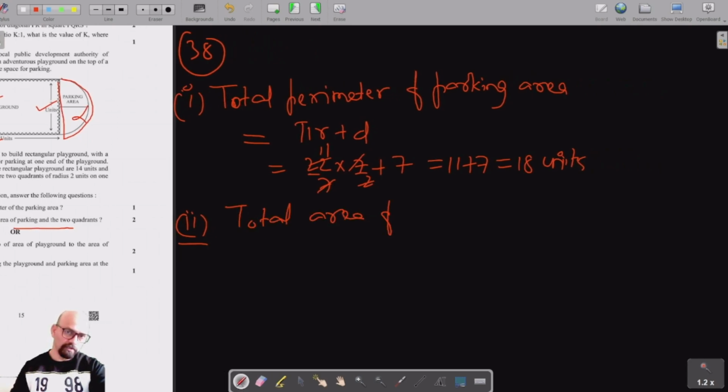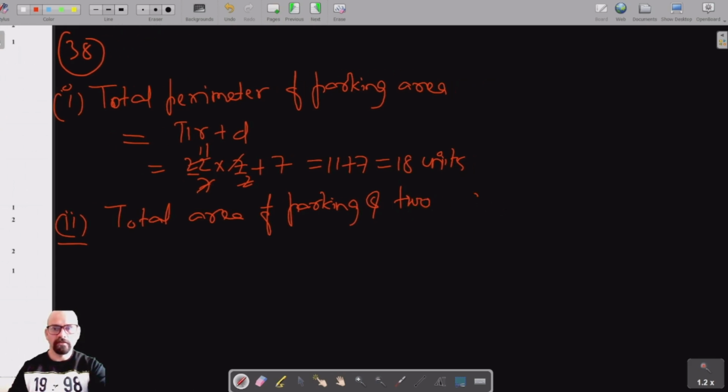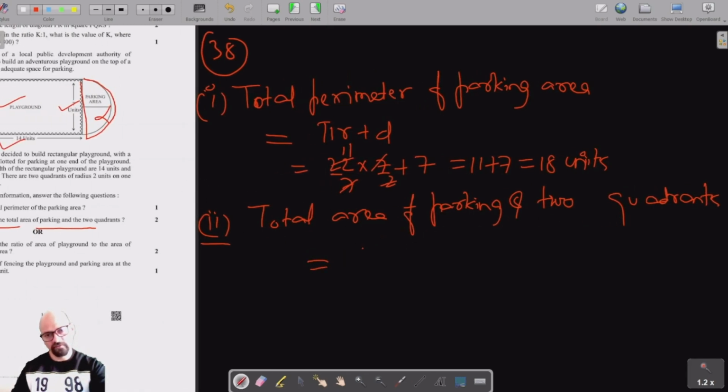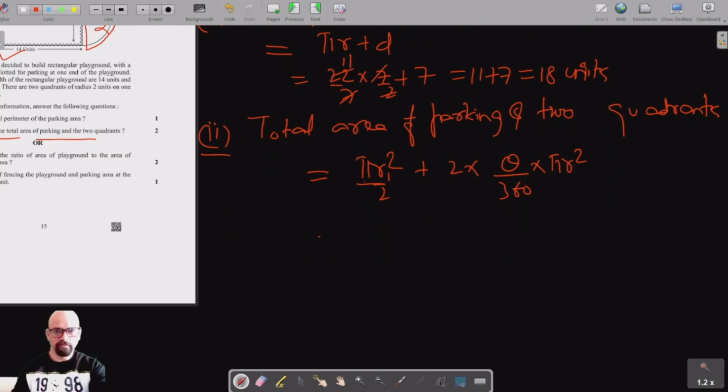So total area of parking at two quadrants. So the parking area is the semicircular region, which is pi r square by 2. Let's consider the radius as r1. And we have two quadrants for which the area is theta by 360 into pi r square.